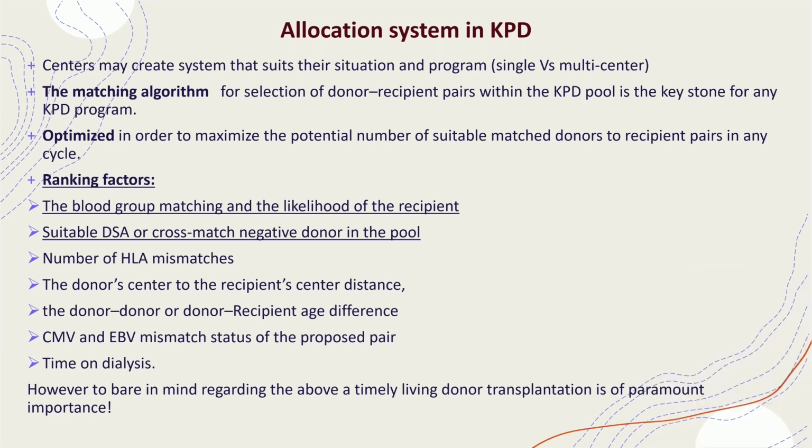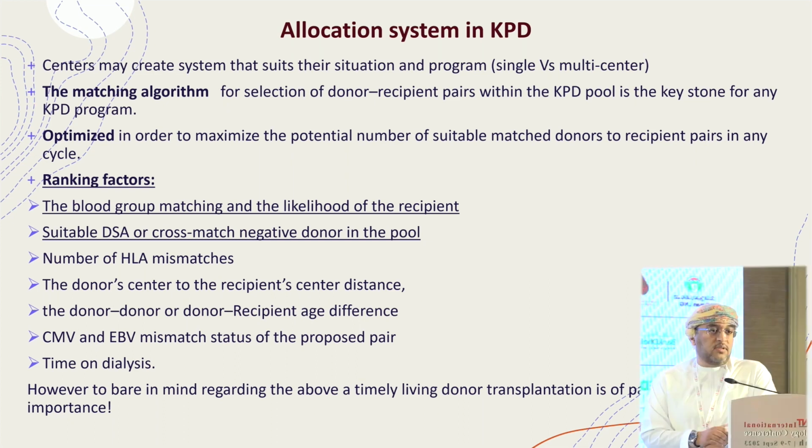The ranking factors are there. These ranking factors consider the blood group matching, the likelihood to the recipients, suitable DSA or cross-match negative donors in the pool, number of HLA mismatches, the donor center to recipient distance, the donor to donor or donor recipient age difference, CMV status and EBV status, time on dialysis. However, whatever the means, mind that regarding the above, a timely living donor transplantation is of paramount importance.